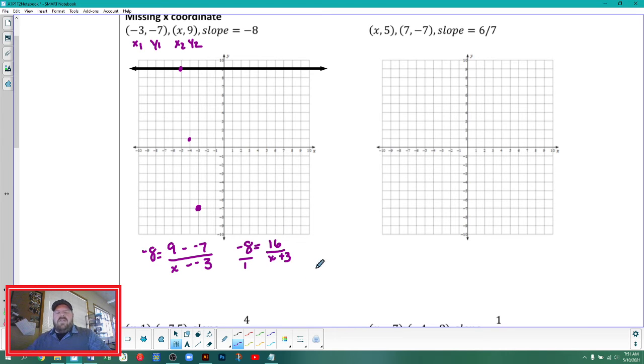And if I cross multiply that, I'm going to get negative 8x, plus I am distributing at the same time, so that's actually a minus, minus 24. So if you're unsure of how I got that, that's negative 8 times x plus 3. So I'm doing this cross multiplication here, equals the cross multiplication on the other side, just 16. 1 times 16 is 16. We can add 24 to both sides.